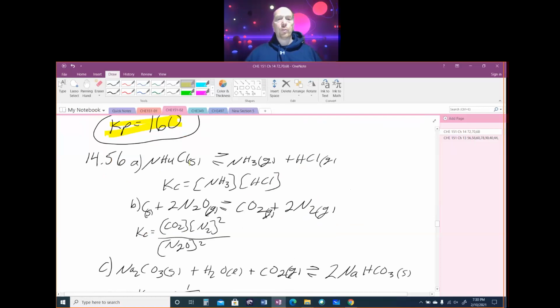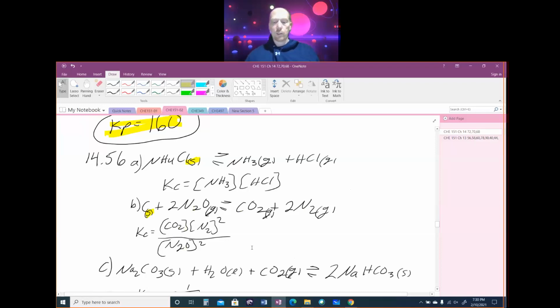All right. So the next problem that we get is NH4Cl solid goes to NH3 gas plus HCl gas. Then it just says give the expression for Kc. So here's where you have to know you do not include solids or liquids, gases and aqueous only. So it's simply the concentration of NH3, concentration of HCl. Part B, same question, give the Kc expression. Again, you have a solid here, do not include it. Your product, CO2, N2 squared over N2O squared.